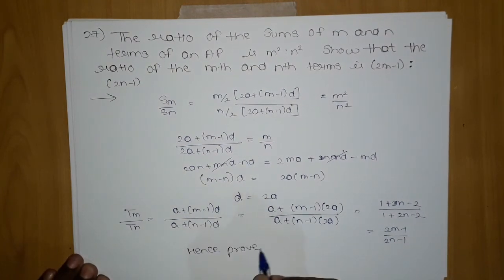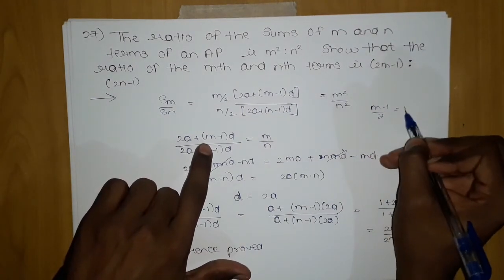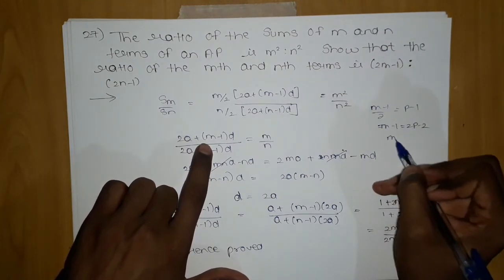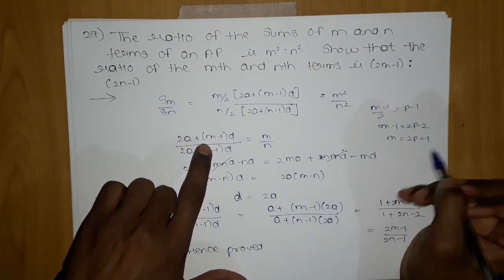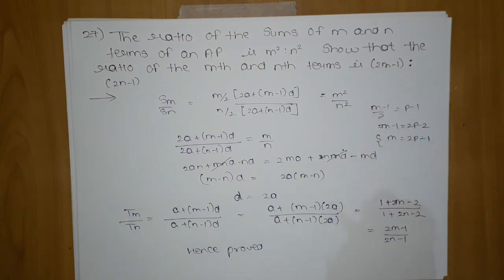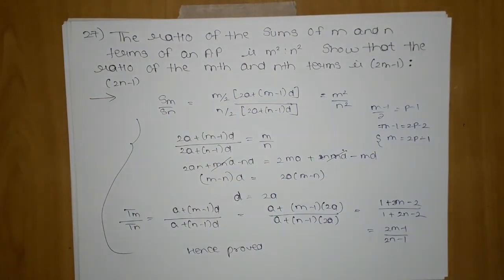Although you can use the other approach which we used in our previous problem, where if I equate m minus 1 by 2 equal to p minus 1, then I get m minus 1 equal to 2p minus 2, which gives me m equal to 2p minus 1. You can substitute this, and if it is true for the pth term, then it will be true for the mth term. But I find this one simple, so I am going with the simple approach. In this problem many teachers directly tell you to replace m by 2m minus 1, but they don't tell you the reason. So this is the simplest approach possible for this problem.